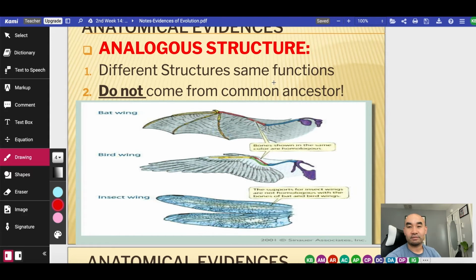But even though they do the same function, it's kind of like this. One day you decide to become a teacher, and then you work with other teachers. Even though you have the same job function, does that mean you come from the same family? No, right? So that's what analogous structure is.